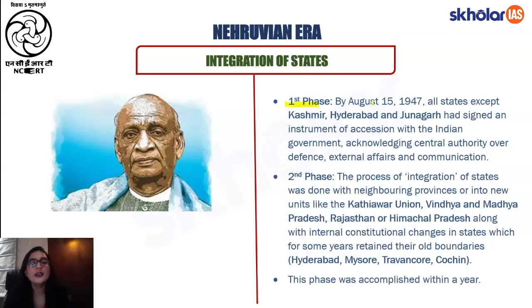So, in the first phase, students, by August 15, 1947, all the states except Kashmir, Hyderabad and Junagadh had signed an instrument of accession with the Indian government, acknowledging central authority over defense, external affairs and communication. As a part of the second phase, students, the process of integration of states was done with neighboring provinces or into new units like the Kathiawad Union, Vindhya and Madhya Pradesh, Rajasthan or Himachal Pradesh, along with the internal constitutional changes in states which for some years retained their old boundaries, such as Hyderabad, Mysore, Travancore and Kochi.